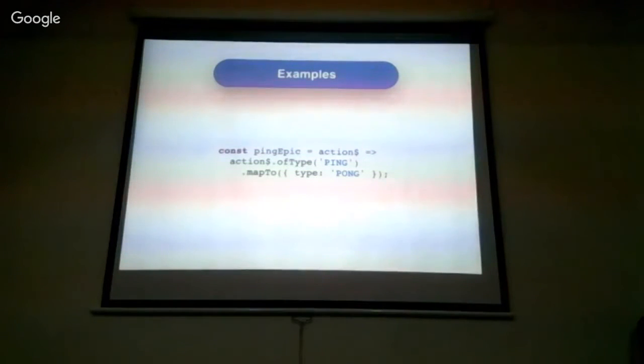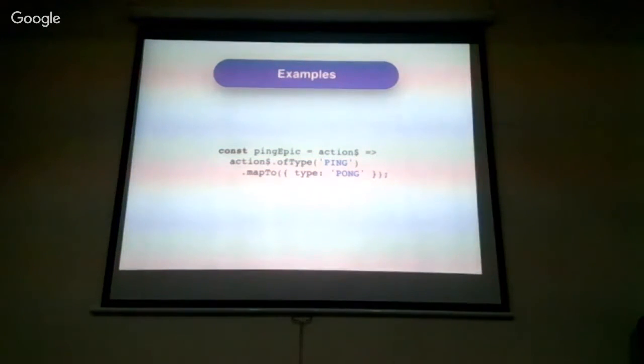So this is the most simple example of an epic. What is happening here is I'm getting the stream of all actions that have been dispatched in my app in action$, and then I'm filtering on them based on the ofType operator. What ofType is doing is filtering all actions of type PING, and then it's mapping all of those actions to the type PONG. So whenever I dispatch an action PING, like a usual dispatch call in your React application, it will go to the reducer.